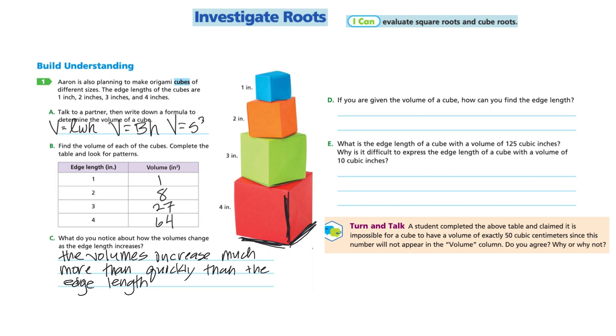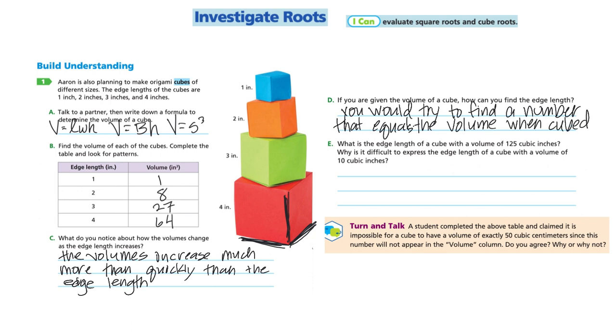D, if you are given the volume of a cube, how can you find the edge length? So in this case, you're kind of thinking backwards. You have the volume, and you're trying to figure out what number raised to the power of 3 would give me that volume. So that's what you would put there. You would try to find a number that equals the volume when cubed, or when raised to a power of 3.